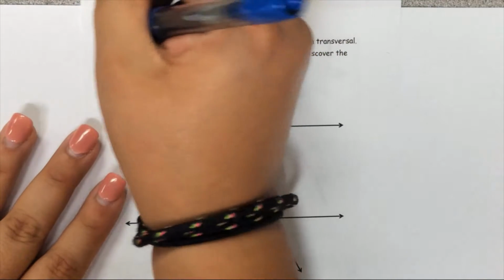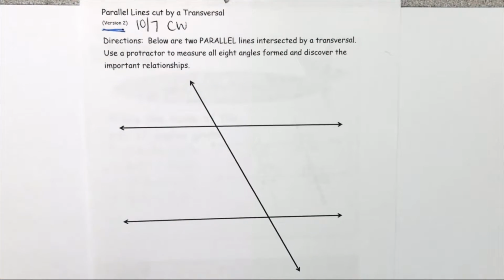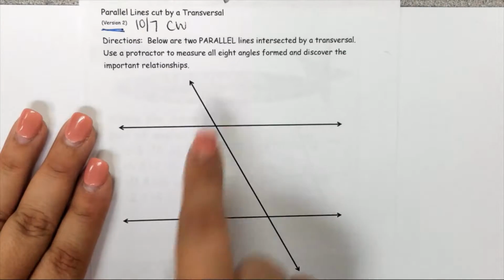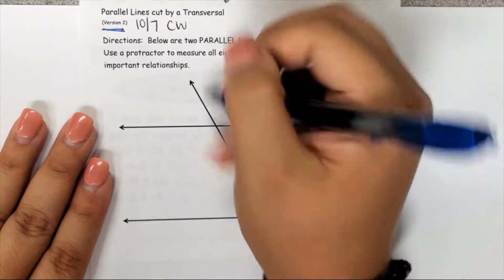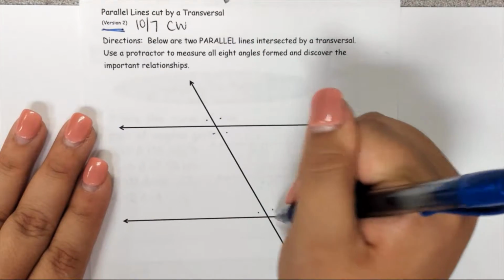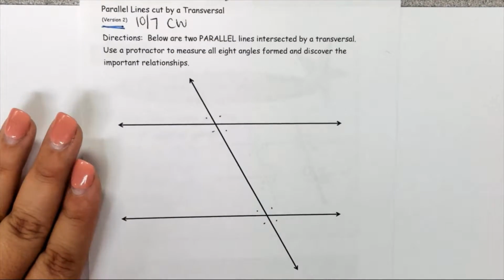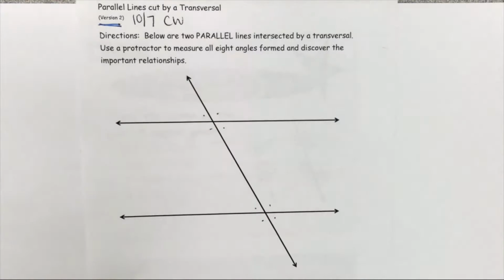There are 2 versions of this worksheet. So it doesn't really matter which one you get. But I would like you to get a protractor. And I want you to measure all 8 of these angles. So get a protractor. Everybody needs a protractor. And you're measuring all 8 of these angles. If you can pause the video for about 3 minutes so everybody can measure. And then we will come back.